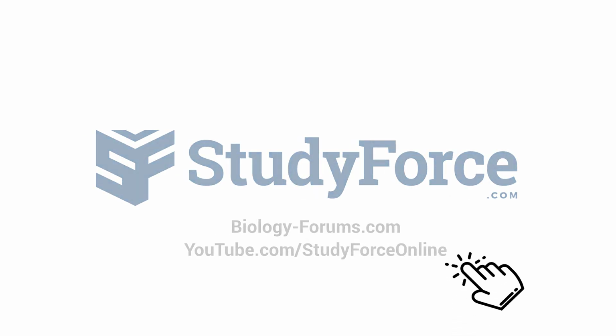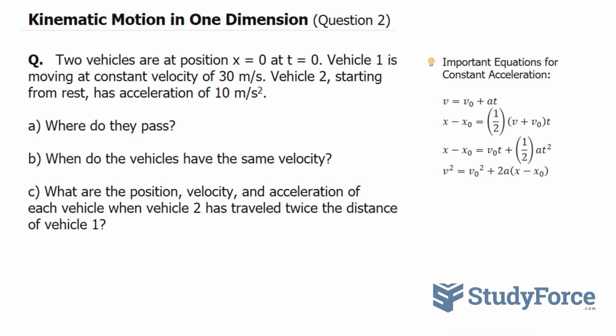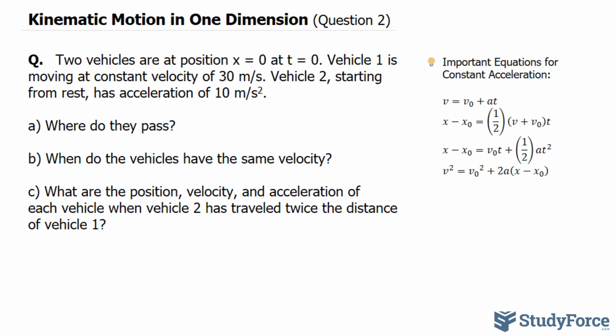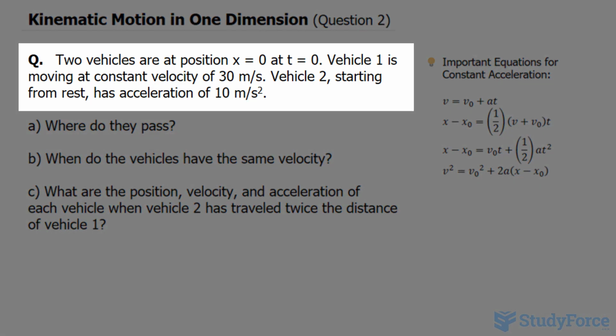Welcome back to question 2, everyone, where we learn how to solve kinematic motion in 1D type of problems. This time the question reads, two vehicles are at position x equals 0 and t equals 0. Vehicle 1 is moving at a constant velocity of 30 meters per second. Vehicle 2, starting from rest, has an acceleration of 10 meters per second squared.